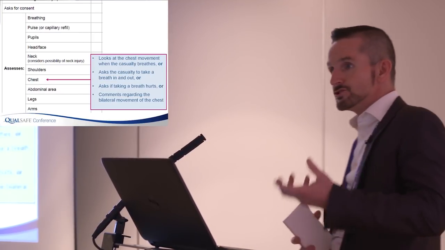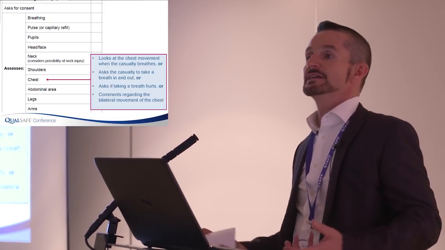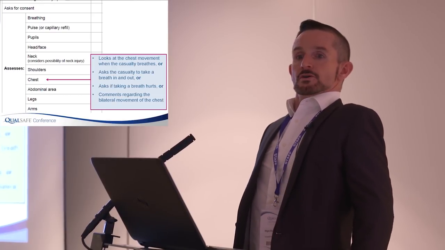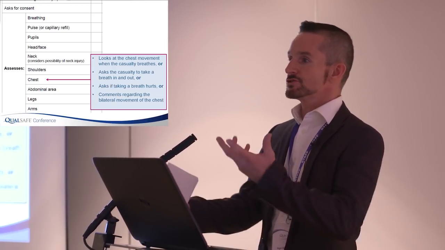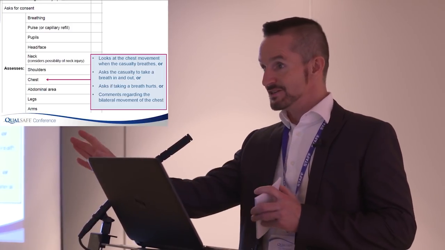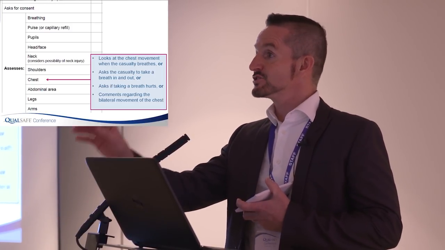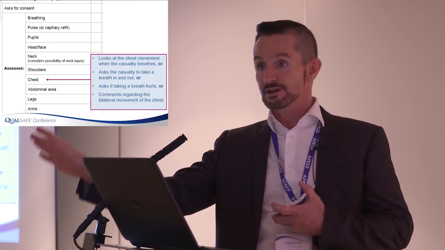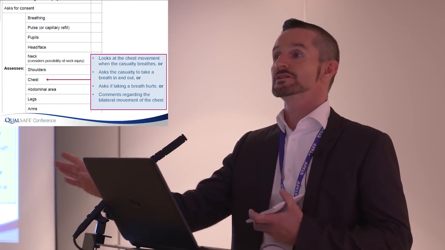If we've got somebody who's conscious, we can ask them to take a deep breath in and out. So if we ask the patient to take a deep breath in and back out again, what has that just told us? What have we assessed there? If we look really carefully at the chest, what are we looking for? So we're looking at bilateral chest movement. Do both lungs go up equally and go down? So we're looking at, is the chest even? That's one big thing to look for.